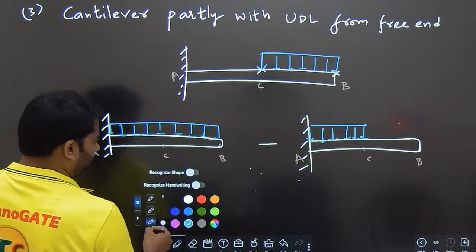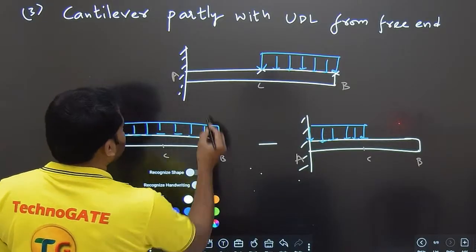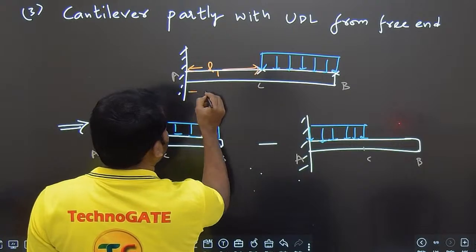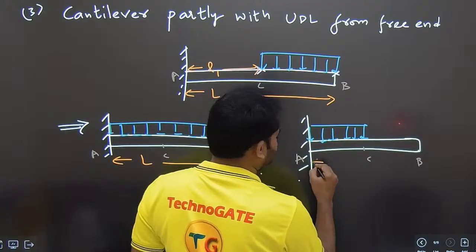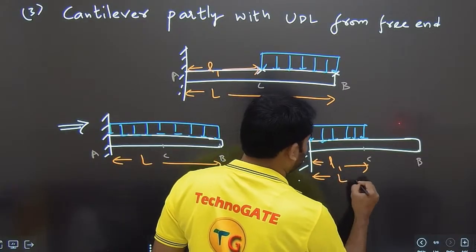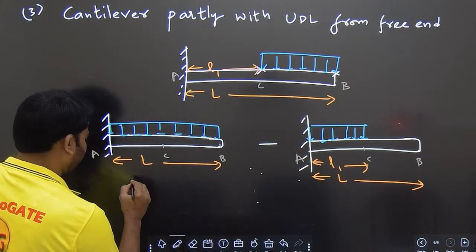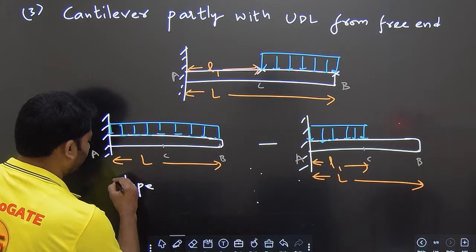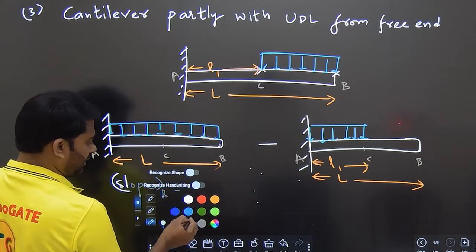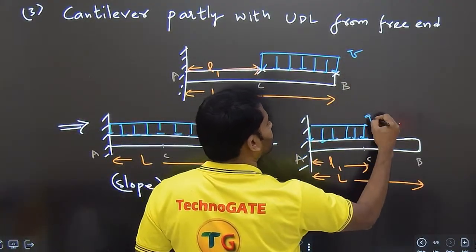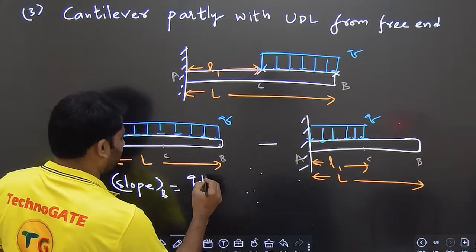Let me put the dimensions as well. This is L1, the whole is given as L, this is given as L1, this whole is given as L. Clear? For this case we already know the formula. Slope at B in this case is already known to you. The load intensity is given as Q, this as Q, this as Q.